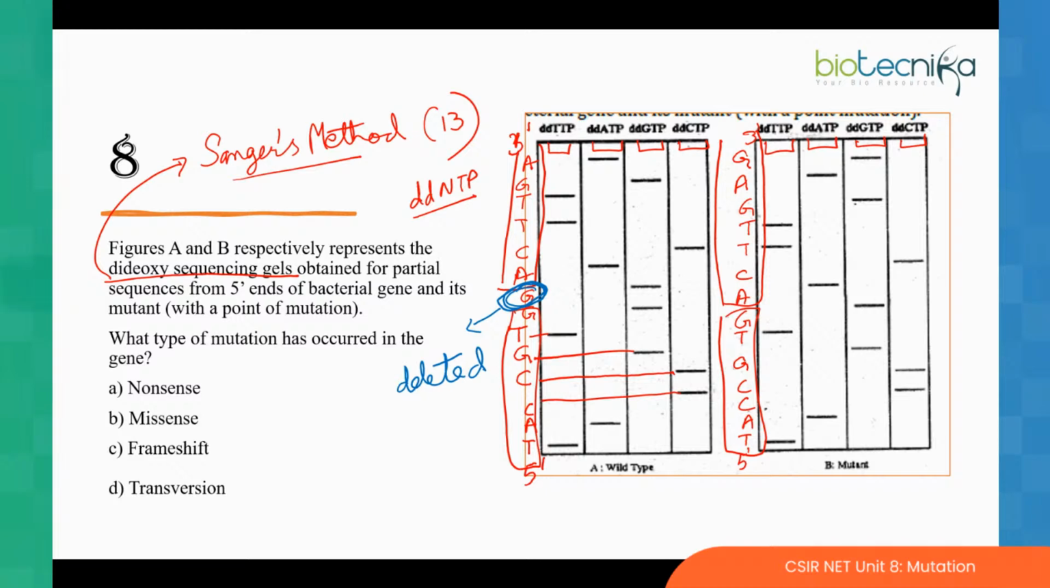Now do you have deletion here? No. But a single nucleotide deletion will result into what? It will result into frame shift mutation. So answer will be option C.